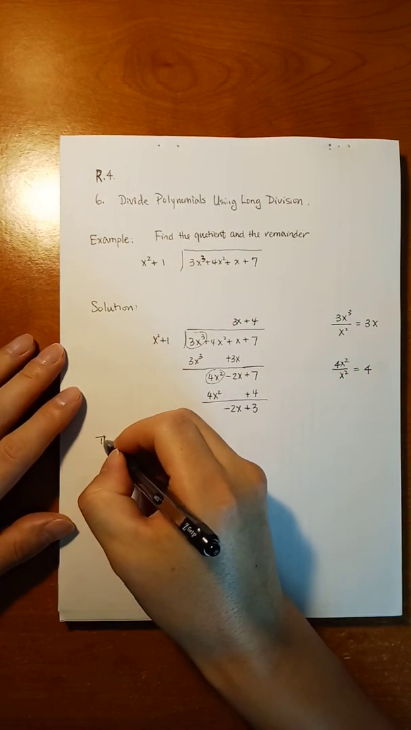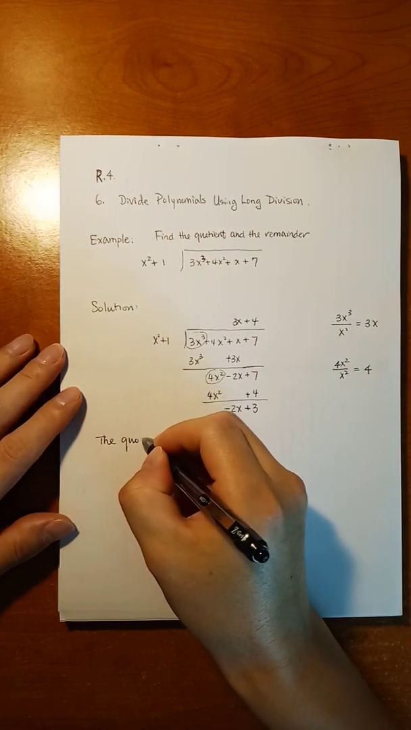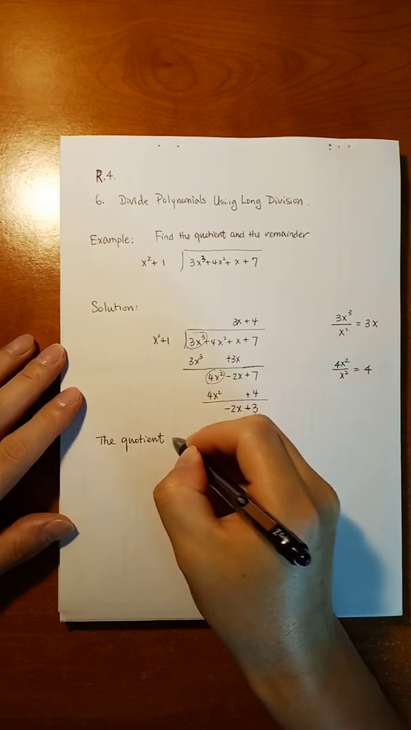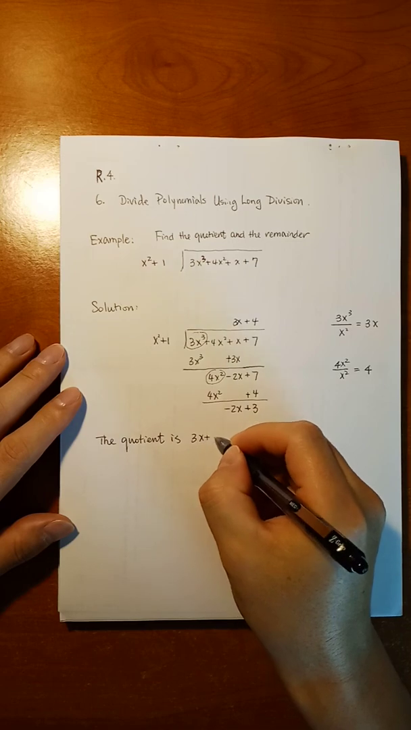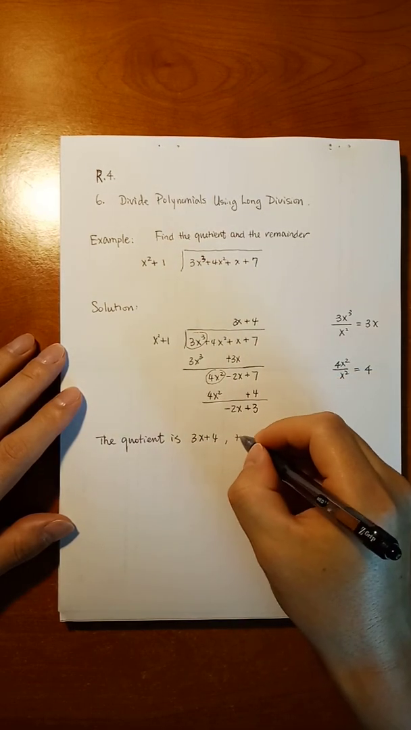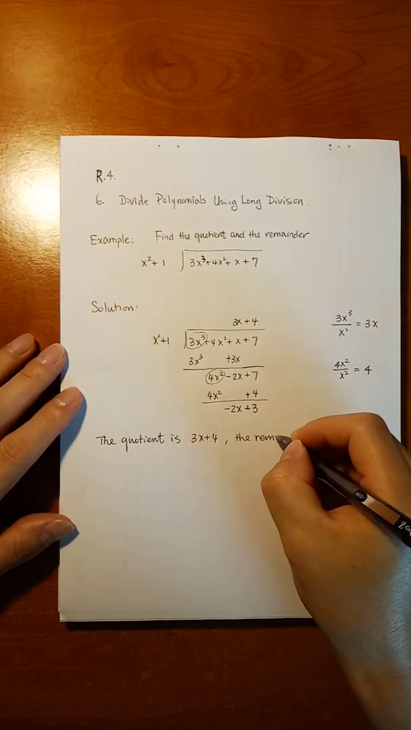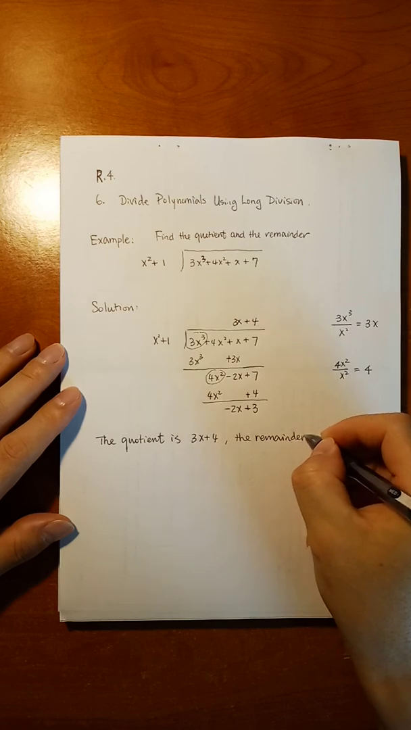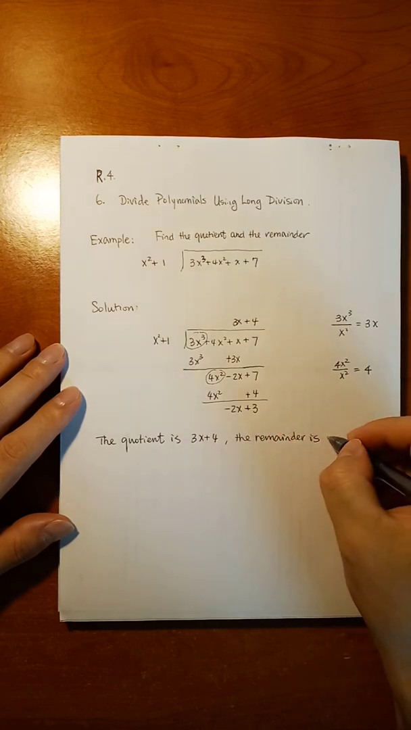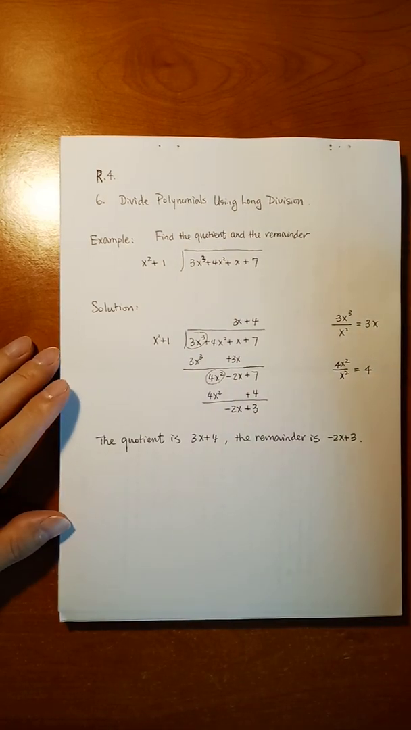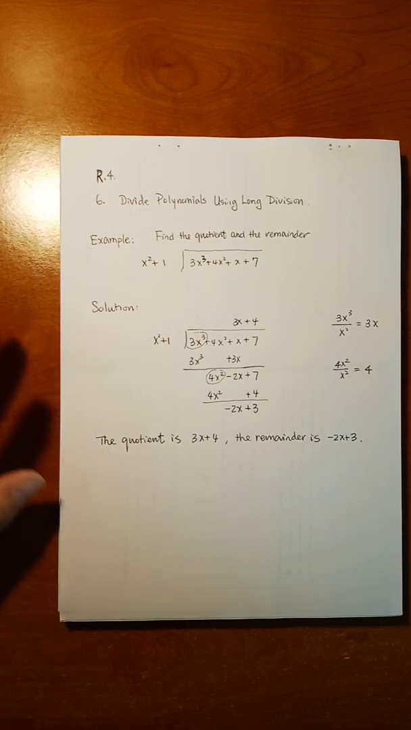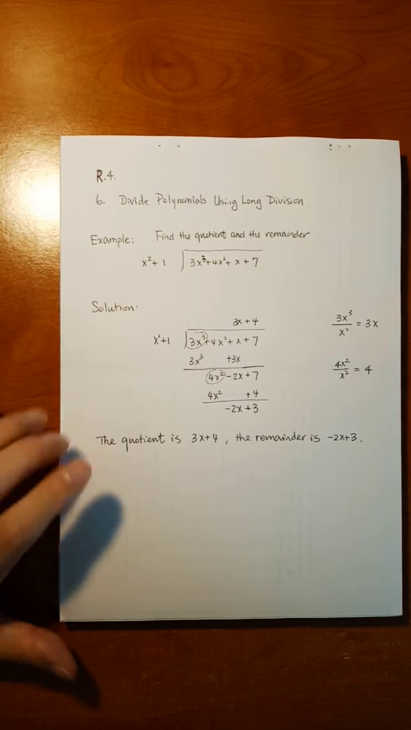So the quotient is, this part is the quotient, 3x plus 4. The remainder is negative 2x plus 3. Okay, so this is a long division. Long division can help you to do whatever division between two polynomials.